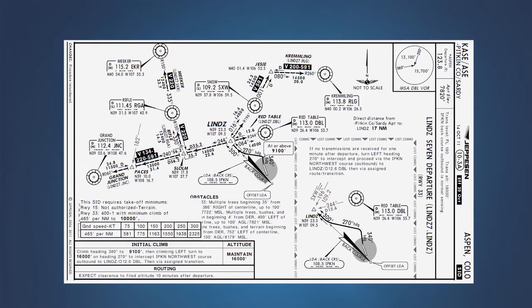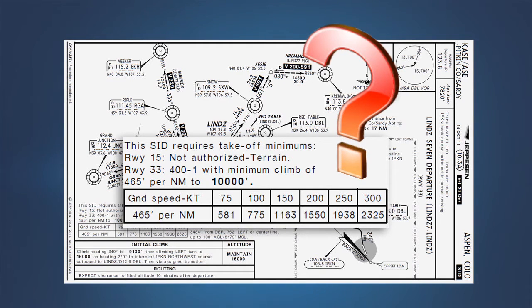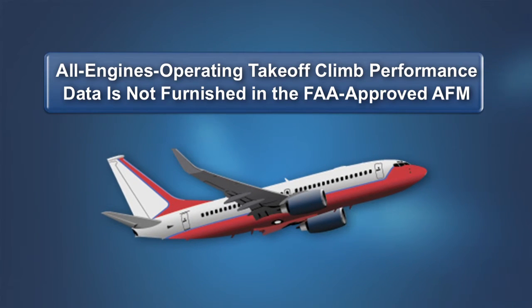As we noted earlier, the climb gradient published on an IFR departure procedure is based on normal all-engines operating performance. This often leads to a question: how do I know whether my airplane can meet the published climb requirement? This is not a subject addressed by the certification rules. Therefore, all engines operating takeoff climb performance data is not furnished in the FAA-approved airplane flight manual. As we have seen, there is a requirement to furnish one-engine inoperative climb performance data in the AFM, but using this data to show compliance with a climb requirement published on the IFR departure procedure is not required by any operating regulation.